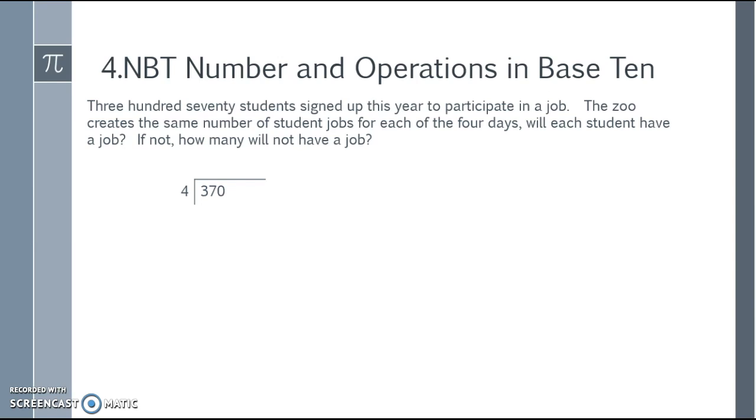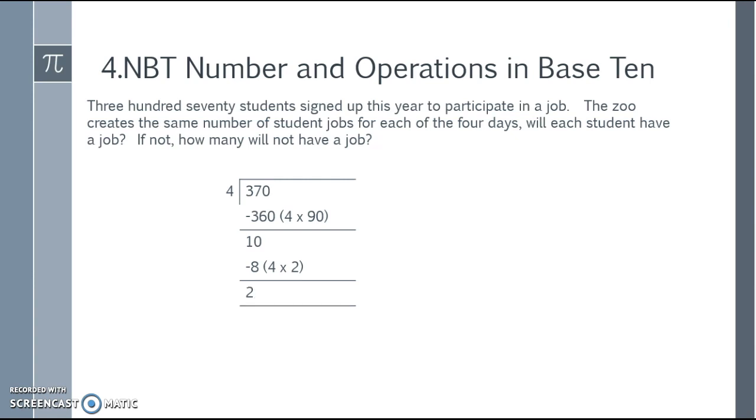Let's use partial quotients. So I'm going to take 4 times 10, which is 40. I can keep going. 4 times 20, 4 times 30, and here I see that 4 times 90 would give me 360, the closest that we can reach to 370. When I subtract, I get 10. I know that 4 times 2 gives me 8, so when I subtract 8, I have a remainder of 2. Our solution then would be 90 and 2, so 92.